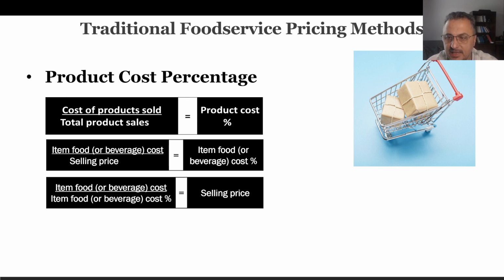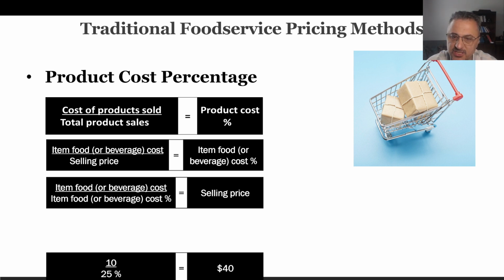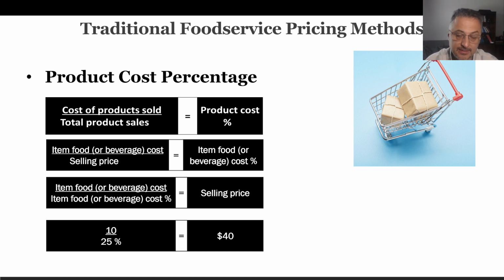For example, let us assume our steak costs $10 and our desired cost percentage is 25%. Then the selling price is going to be $40. Basically, you have $10 divided by 25%, which gives $40.